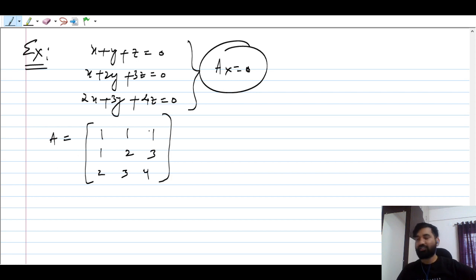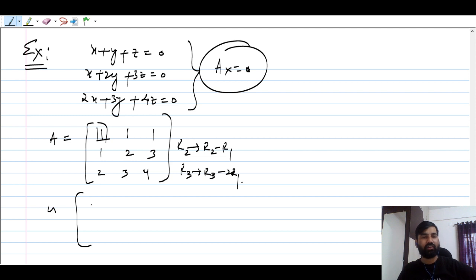So you can apply elimination. After applying elimination, what does that mean? R2 minus R1 and R3 minus 2 times R1, okay? Because we have to make this entry 0. The matrix you will get here is 1 1 1, 0 1 2. You are subtracting directly, so no problem.